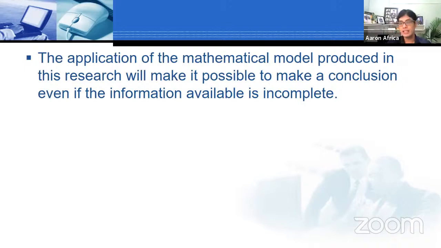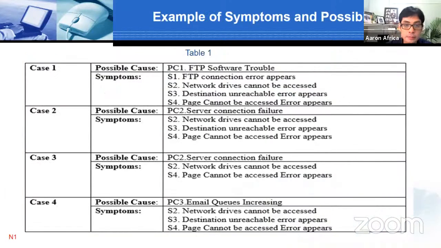Now, in here we applied the mathematical model. The application of this model produced in this research will make it possible to make a conclusion even if the information available is incomplete. Okay, let me give a simple example. We have 4 cases. Okay, these are the examples of symptoms and possible causes. Case 1, case 2, case 3, and case 4.